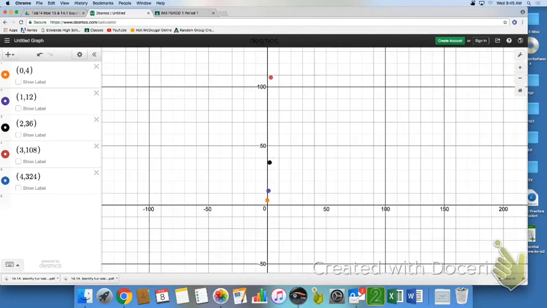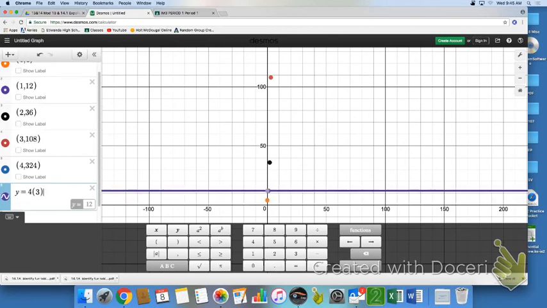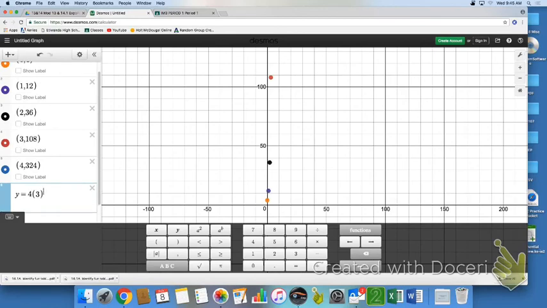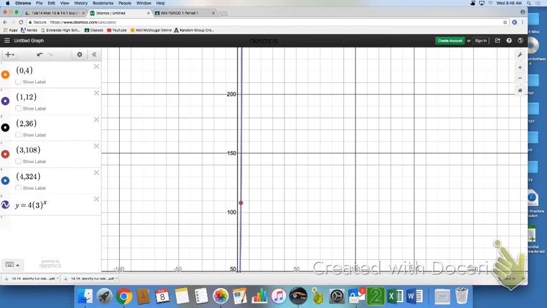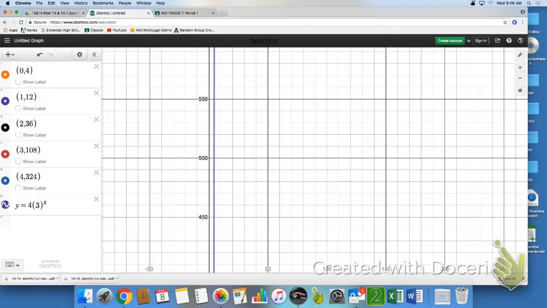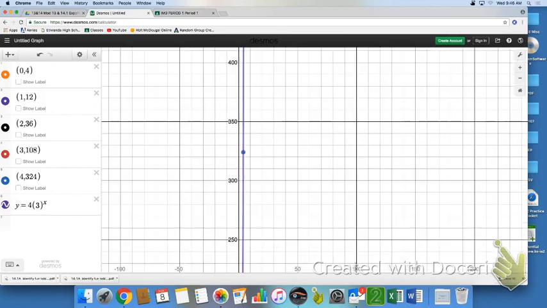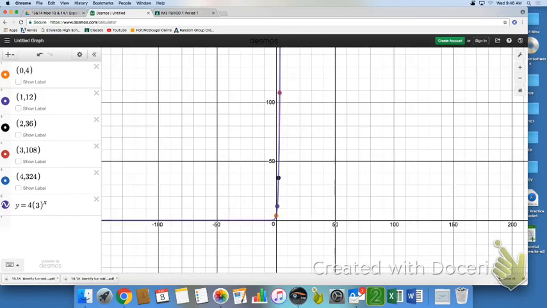I'm going to zoom in a little bit more though. And now I'm going to type in my equation and see what we've got. What's my equation? Y equals 4 times 3 to the x. It's going right through those, isn't it? Amazing. Oh, that's as high as I need to go, right? There's my 300. Okay. So it's just a way for me to check to make sure that, yes, I did get the right equation that goes through those points.